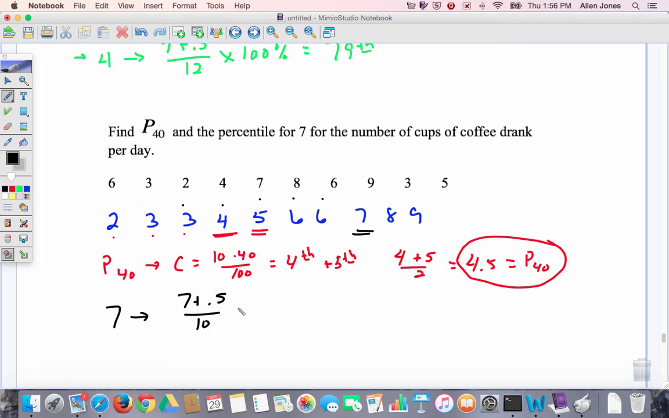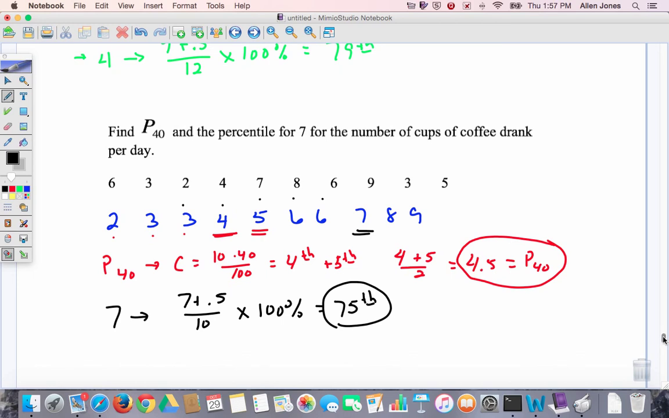There happens to be 7 numbers below that. We always add 0.5 to it. We divide by the total number of terms, which in this case is 10, multiply by 100 to make it a percentile, and the number 7 is about the 75th percentile.